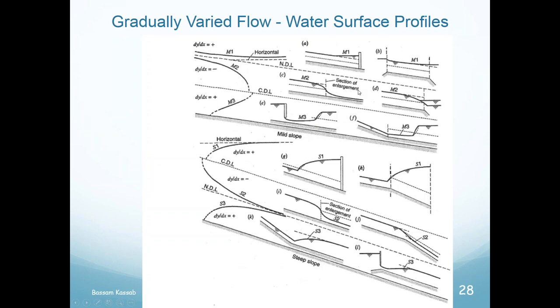So those are a couple of examples of M1, M2, M3. Same thing for S1, S2, or S3. You can look at them on your own time. Or for the other curves, A2, A3, H2, H3, or C2, C3, you can look at them online if you want to see examples of when those water surface profiles happen.